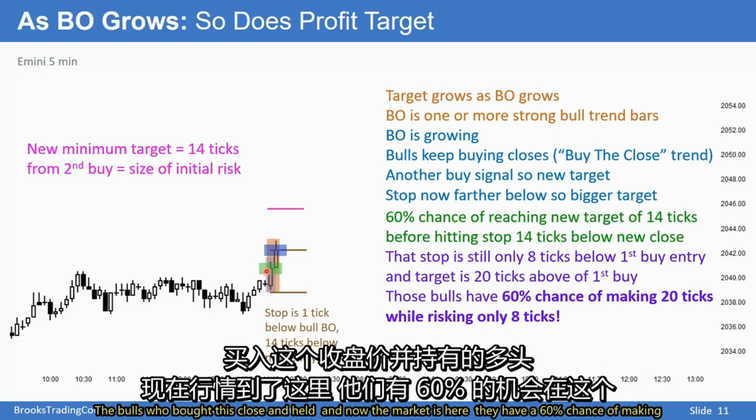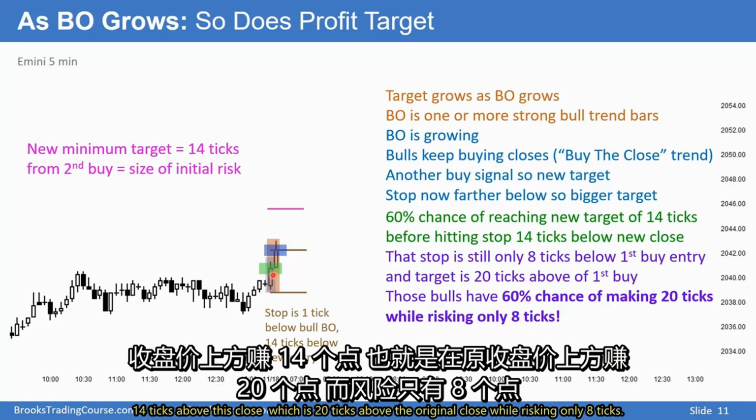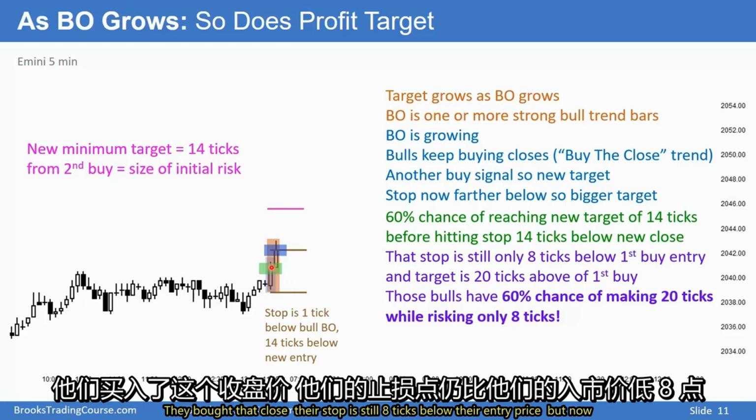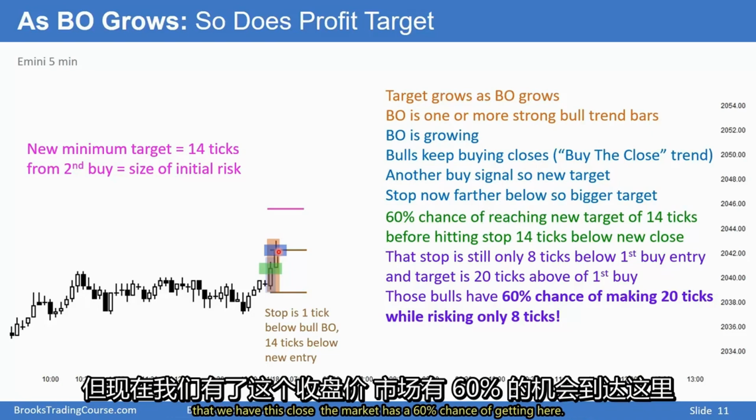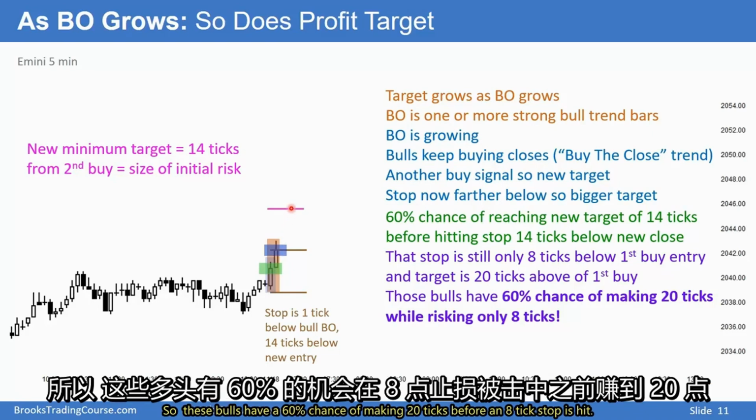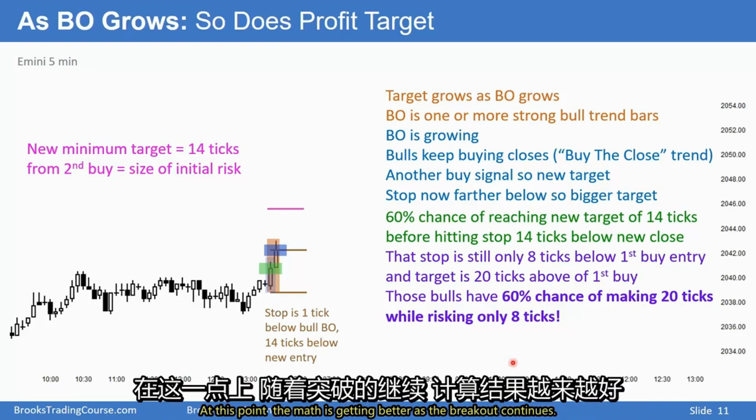The bulls who bought this close and held, and now the market is here, they have a 60% chance of making 14 ticks above this close, which is 20 ticks above their original close, while risking only 8 ticks. They bought that close, their stop is still 8 ticks below their entry price, but now that we have this close, the market has a 60% chance of getting here. So these bulls have a 60% chance of making 20 ticks before an 8-tick stop is hit. So excellent trader's equation at this point. The math is getting better as the breakout continues.